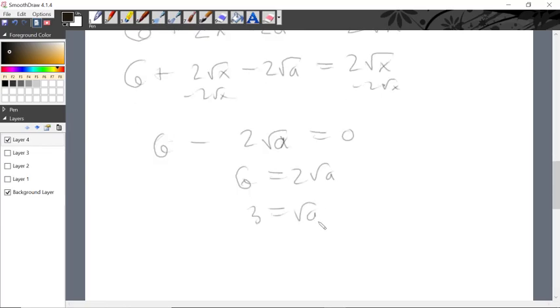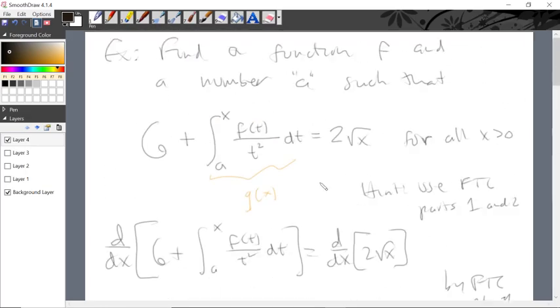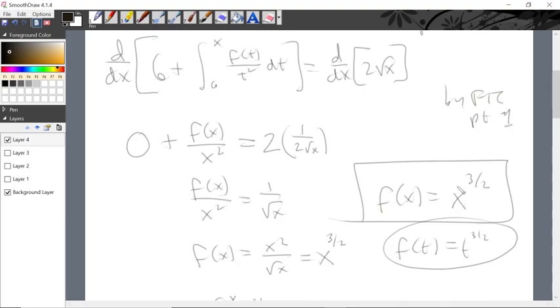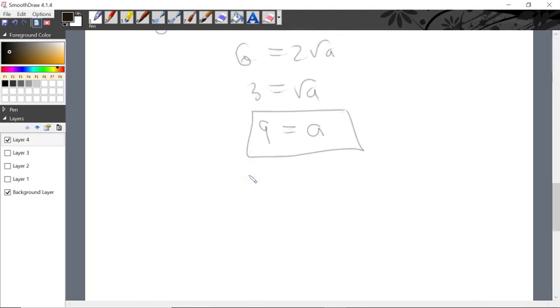3 equals the square root of a. Therefore, a is equal to 9. Okay. So we have the function f of x equals x to the 3 halves, or you could say f of t equals t to the 3 halves. The function takes the input and raises it to the 3 halves power. That was the function that would work for this equation. And the correct value of a to make this equation true was that a is equal to 9.